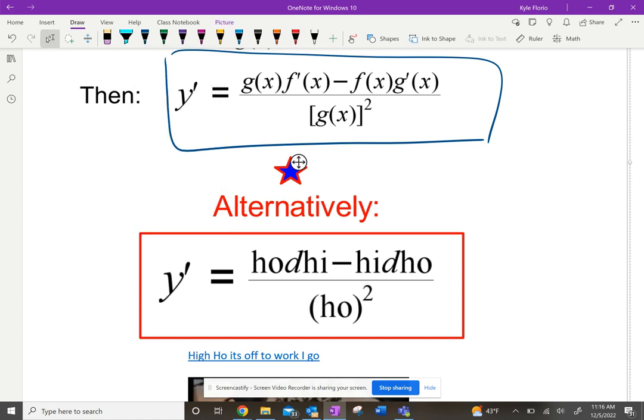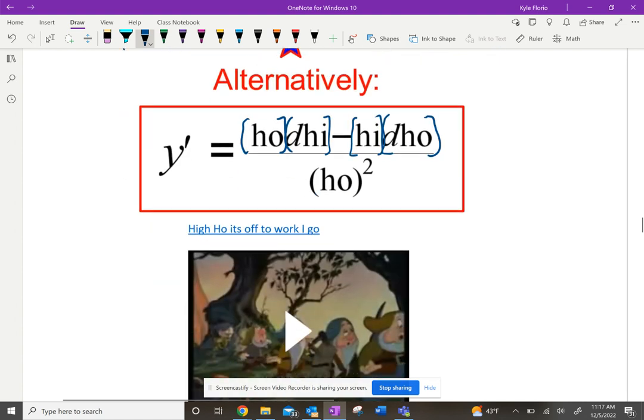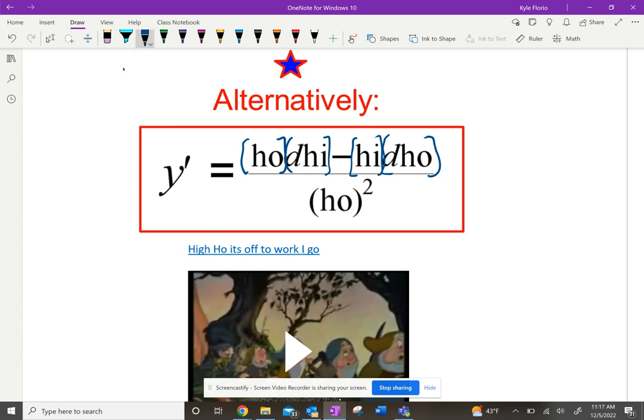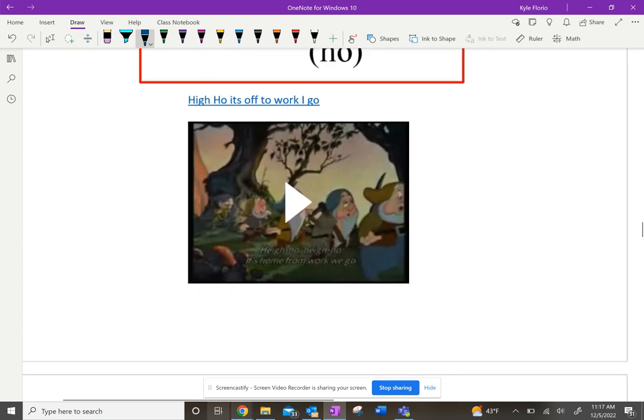Ho d hi minus hi d ho over ho ho, or ho squared. So think of hi as the top function and ho as the bottom function. Then the bottom function is ho. D hi is the derivative of the top function. So ho d hi minus the hi function, which is f of x, times the derivative of the bottom function, which is d ho. And the bottom function squared is ho ho, or ho squared. I will actually call this low d high minus high d low over low low. I won't use ho, I'll use low instead, but do whatever you want.